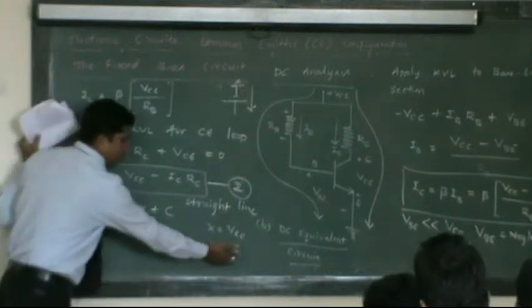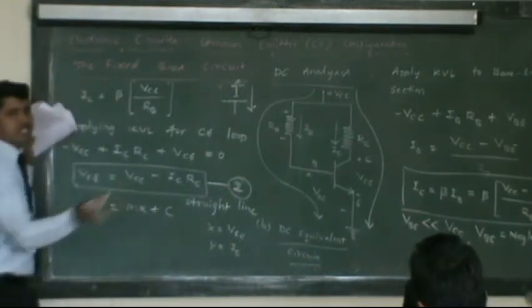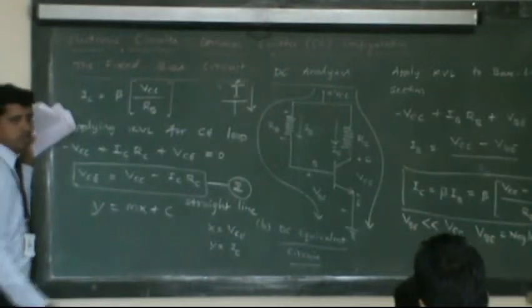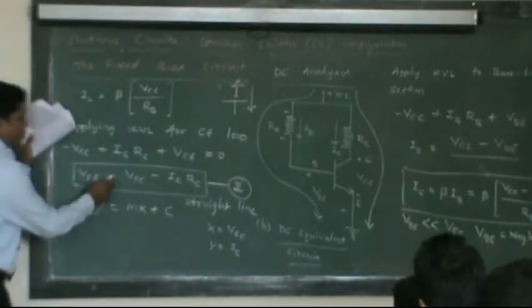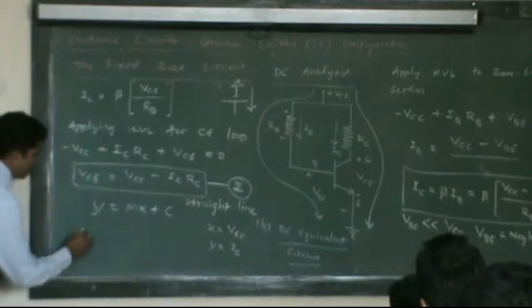As I said already, our equation is IC. From this we derived IC, that's all. We will get it in this format. So what will be the expression for IC from this? IC is equal to?